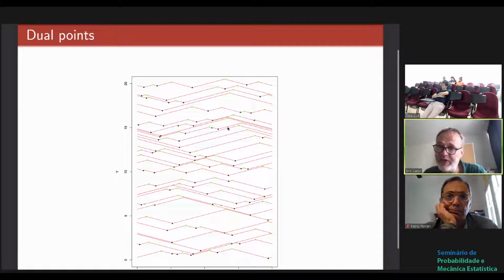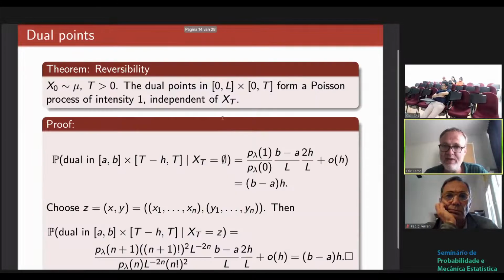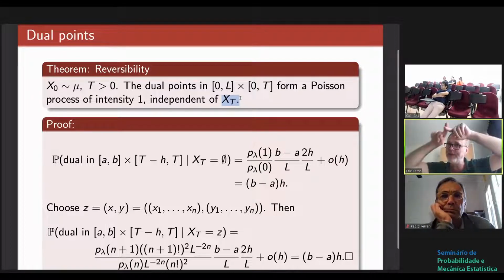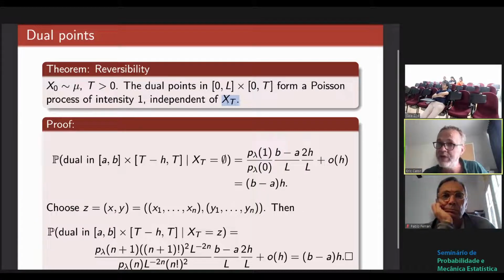So we can prove that these green points, they form a Poisson process on the cylinder with intensity 1. And in fact, we can make the statement a little bit stronger. So the dual points, they form a Poisson process, but it's in fact independent of the configuration at the final time. So you should think of this as a reversibility theorem, because you can start at the top and then you go down, and these green points, they're independent of where you start. But of course, the green points fix the entire configuration, just in the same way as you go up. You start with the configuration, you have the black Poisson points, then you know the entire configuration of the path. So here it's the same. So if you prove that these Poisson points are independent of the final configuration, then you have a reversibility theorem.